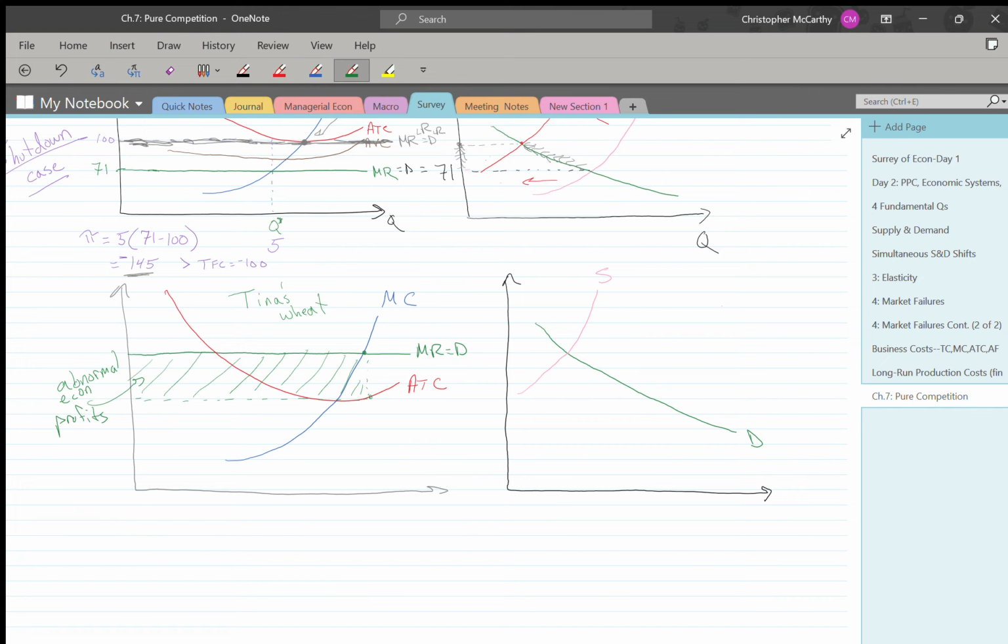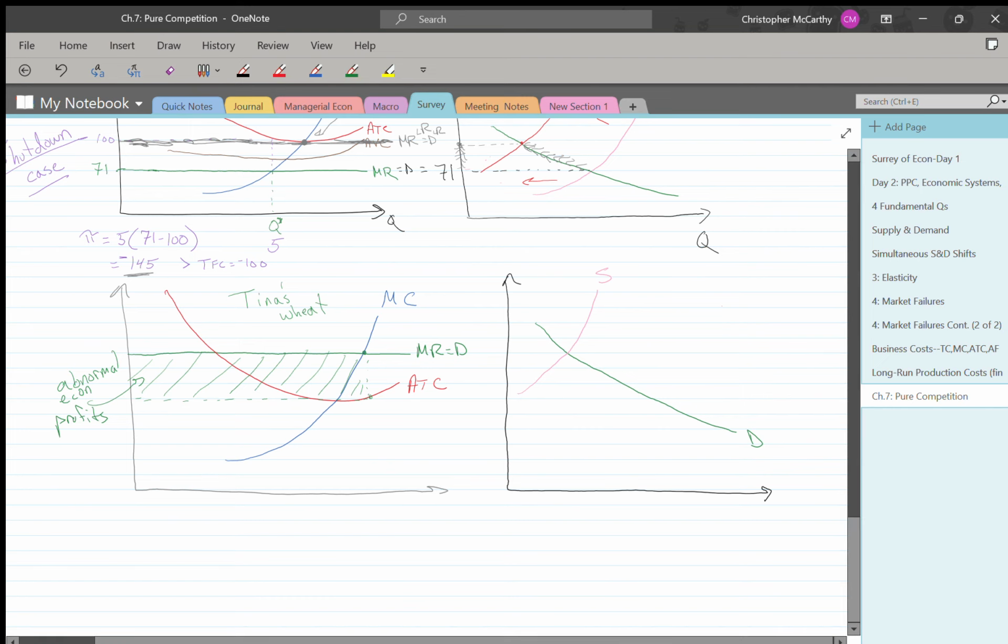And so people are going to see this and they're going to be like, oh man, I got to get out of growing potatoes or whatever. I got to grow wheat, right? So that is a shift outwards of the supply curve. And this is going to happen until we end up at a price where there's no more incentive for them to enter the market. And that price is at the bottom of that average total cost curve.